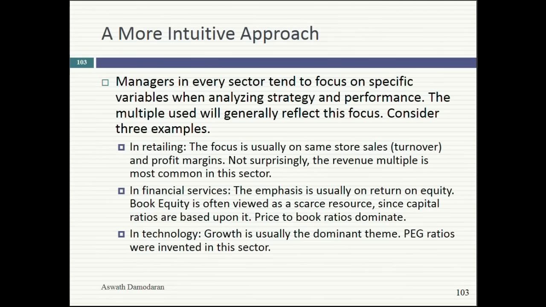You go into banks and financial service companies, huge focus on return on equity. If your focus is on return on equity, the multiple that makes the most sense is price-to-book ratios. If you go into technology companies, huge focus on growth. The multiple that makes the most sense, given that focus, is P/E ratios. We talked about companion variables. You tell me what your focus is, and I'm going to flip it around and say, this is the multiple that makes the most sense. And it's surprising how well that works in picking the right multiple to use in pricing your company.